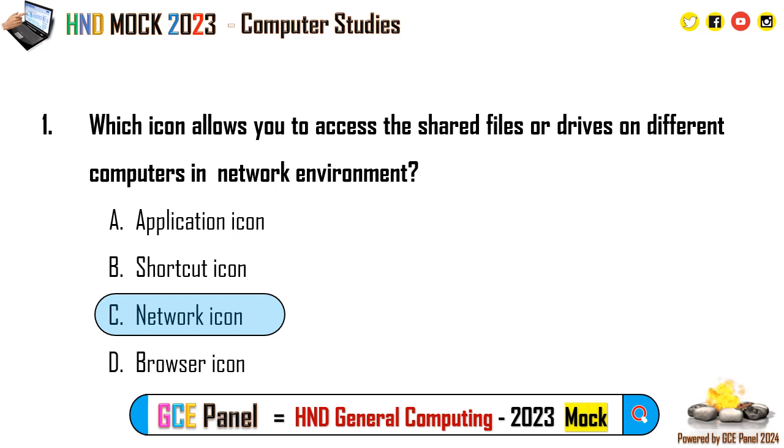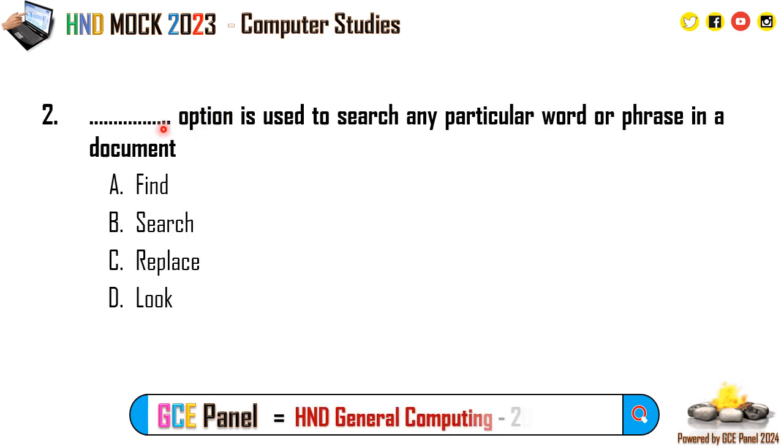Question 2. Which option is used to search any particular word or phrase in a document? Though you're talking about search here, it does not mean that it's the search option. It is the find option. And if you go to Microsoft Word, you can see this find option when you want to search for any word in a text. Okay, so here it is the find option.